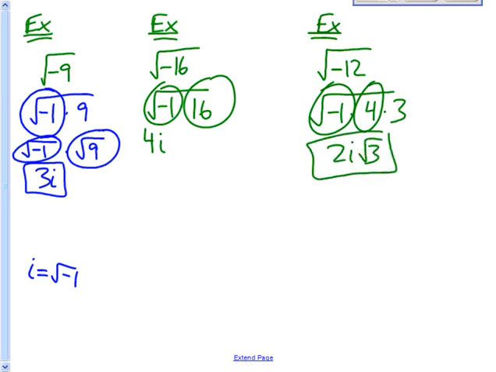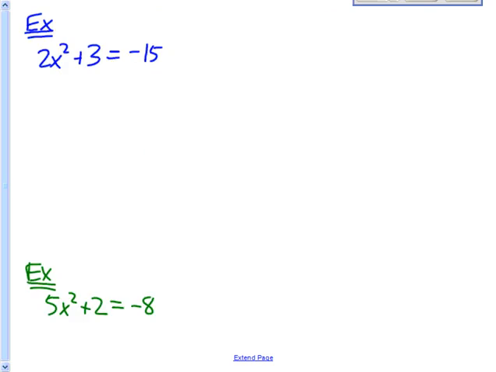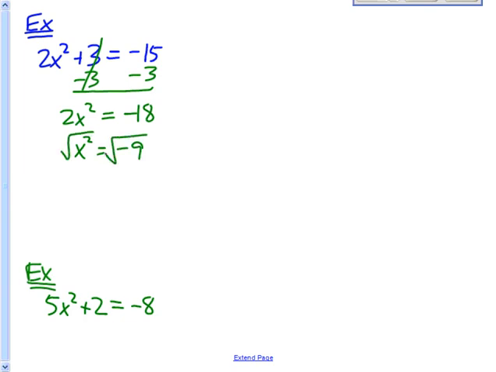Root 3 is left over, and it just stays underneath the radical. Okay, so now we can solve things like this here. 2x squared plus 3 is negative 15. I go ahead and I subtract 3. 2x squared equals negative 18. I divide both sides by 2. I get x squared is negative 9. I go ahead and square root it just like we did before.